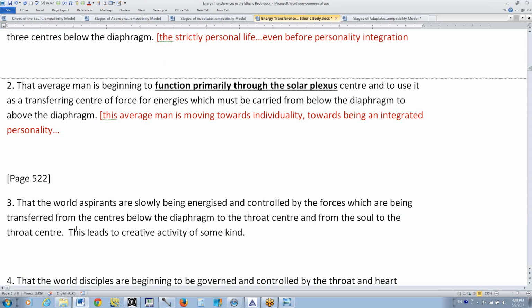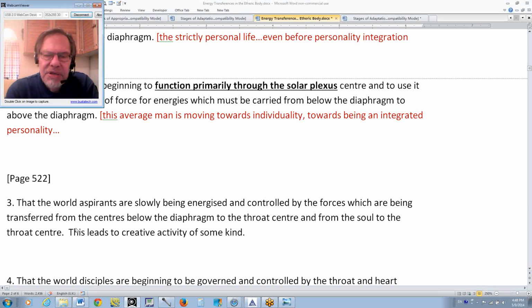That the world aspirants, obviously he's jumping quite a bit here. He's not taking the same kind of graded steps that we took when discussing the 8 stages of adaptation and the 10 stages of the human and soul groups. That the world aspirants are slowly being energized and controlled by the forces which are being transferred from the centers below the diaphragm to the throat center, and from the soul to the throat center. So this leads to creative activity of some kind.